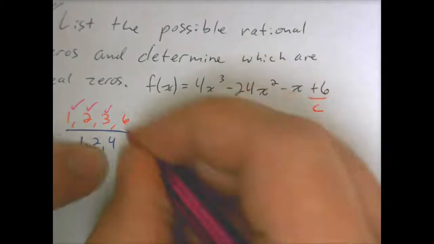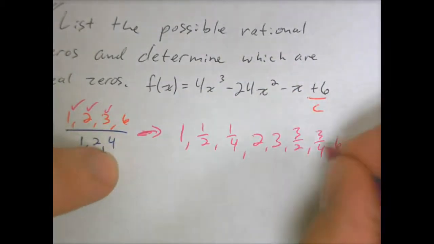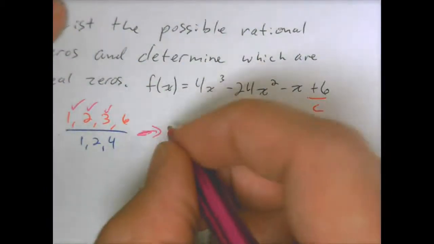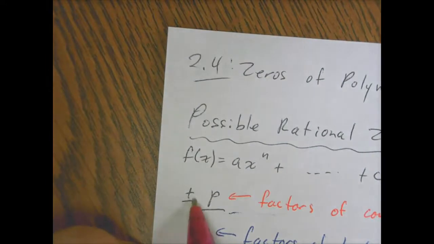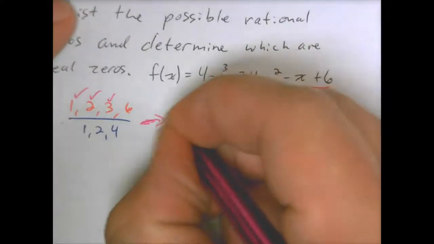Did the 3. And then I can do the 6. 6 divided by 1 is 6. 6 divided by 2 is 3. I already have it. 6 divided by 4 is 3 halves. I already have that. Okay, so here are your possible rational zeros. And then don't forget, this has a plus or minus. So I'm going to put plus or minus on all of these.